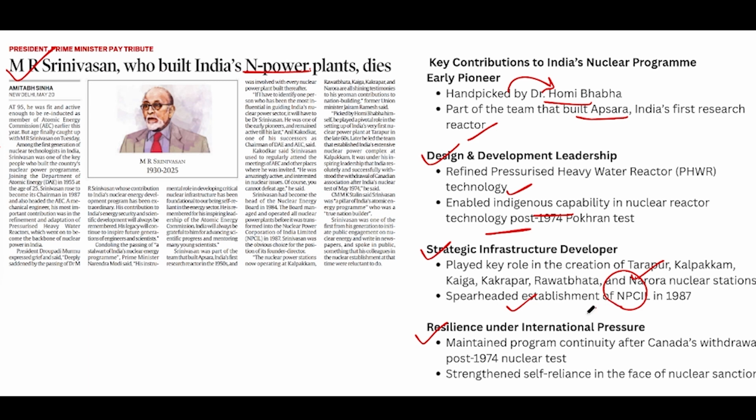And in the wake of the nuclear testing, when the Western countries put sanctions on our country, he was the force of resilience to go ahead and demonstrate the domestic technologies in our country.